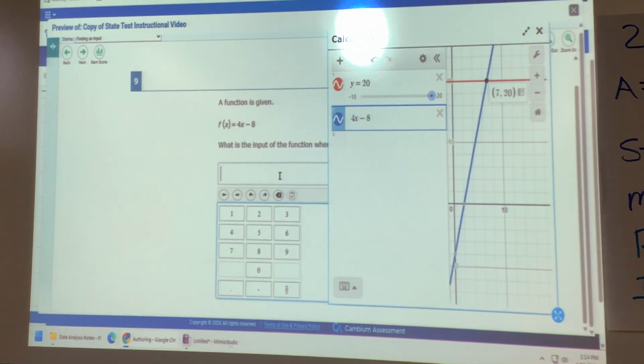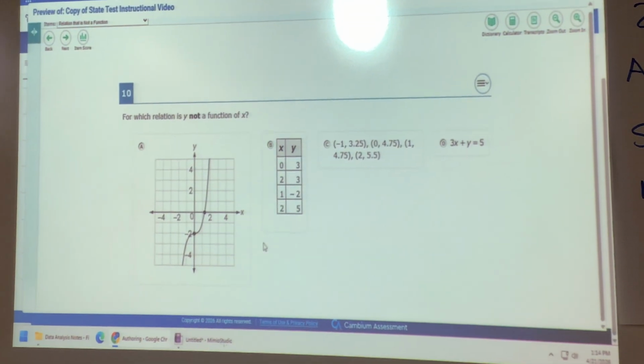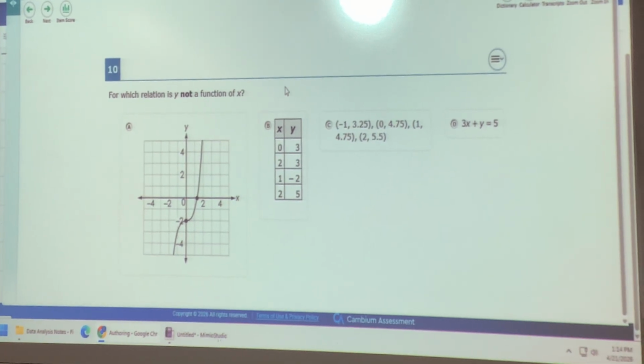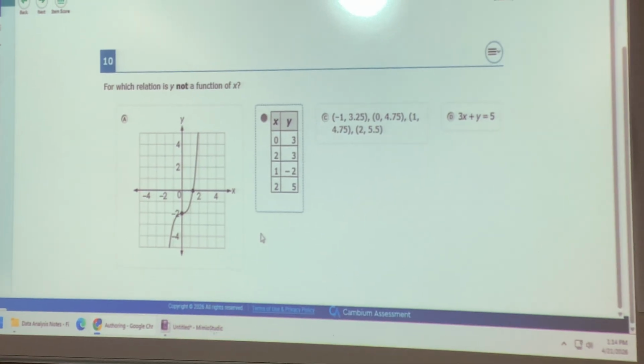Going to question number 10. You don't have to fill in the answers, Mr. Pack. Question number 10, for which relation is y not a function? For something to be a function, all the x values have to be different. So for this one, not a function, that one because both of those 2's.